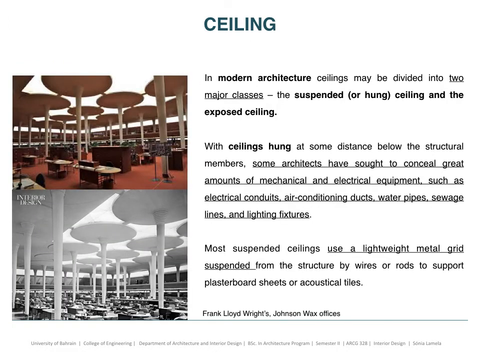In modern architecture, ceilings make a division between two major types. The suspended or hung ceiling, which covers all the structure and mechanical parts that are above it, or on the other hand, the exposed ceiling, which shows all the structural elements and all the mechanical and electrical parts, water pipes, or lighting fixtures that we have in the ceiling.